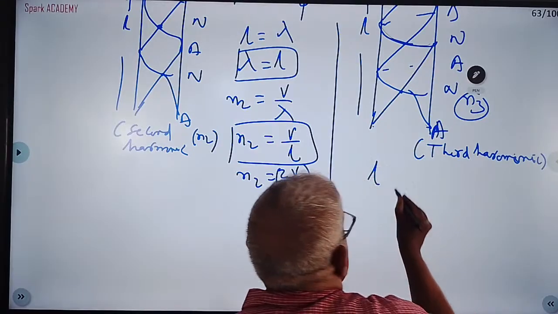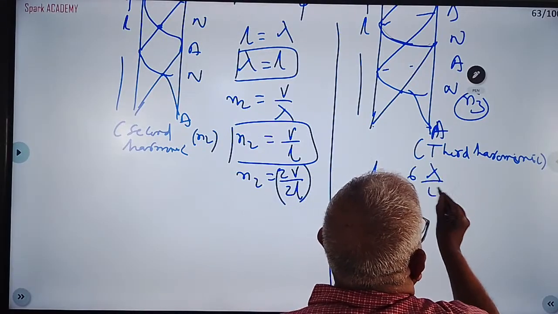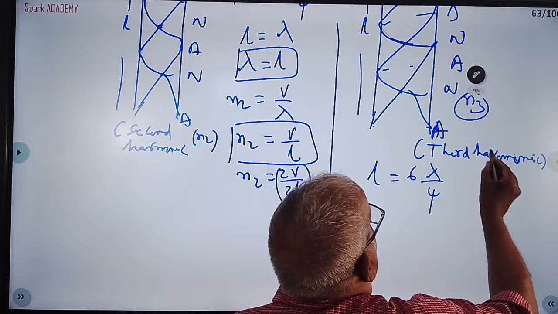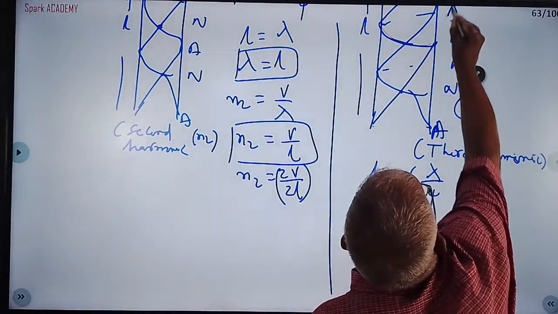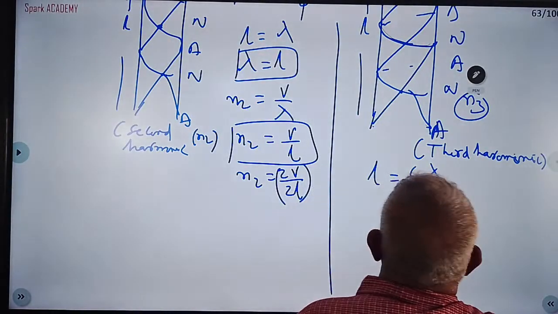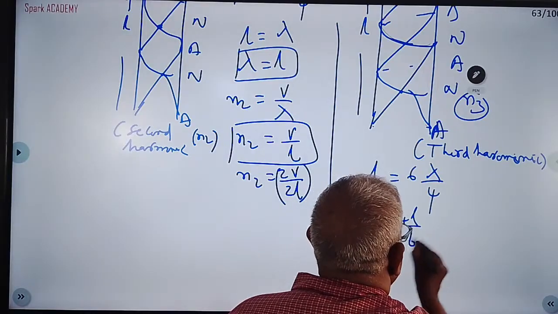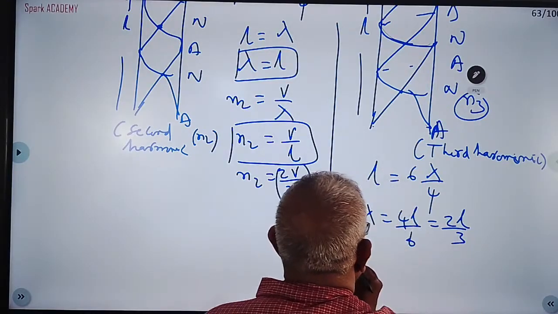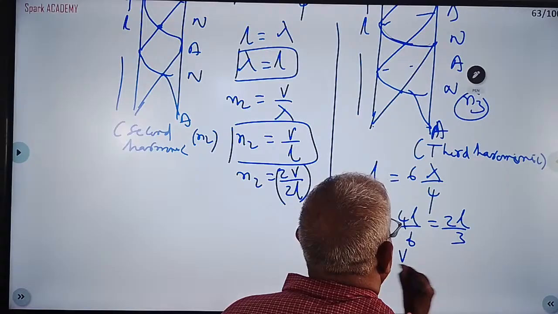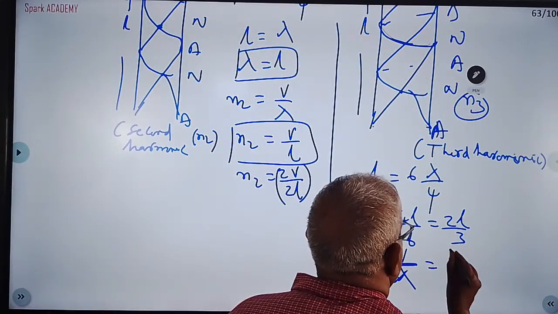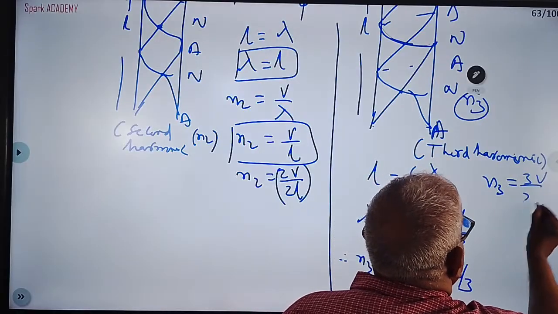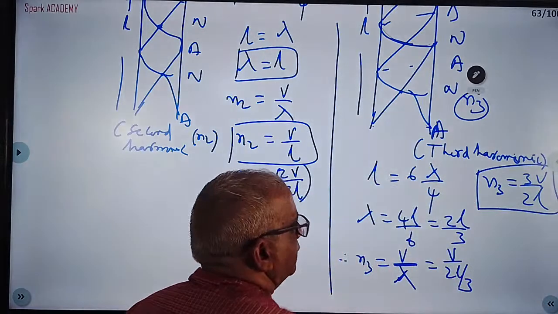Okay students, here you are going to get 6 into lambda by 4, because lambda by 4 sets, 6 are there. If you draw the diagram you will know. So L is 6 into lambda by 4, so lambda will become 4L by 6 or 2L by 3. Therefore N3 is V by lambda, V by 2L by 3. So the third harmonic is 3V by 2L.